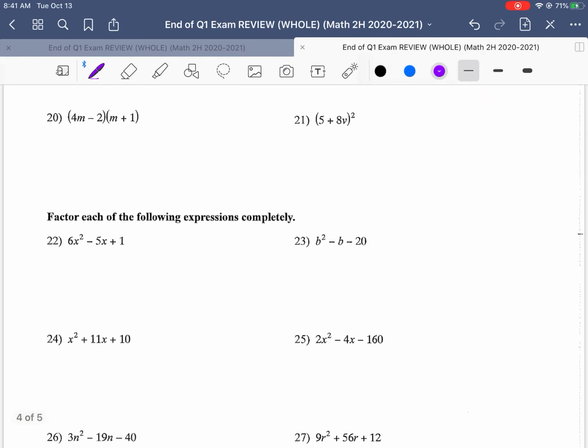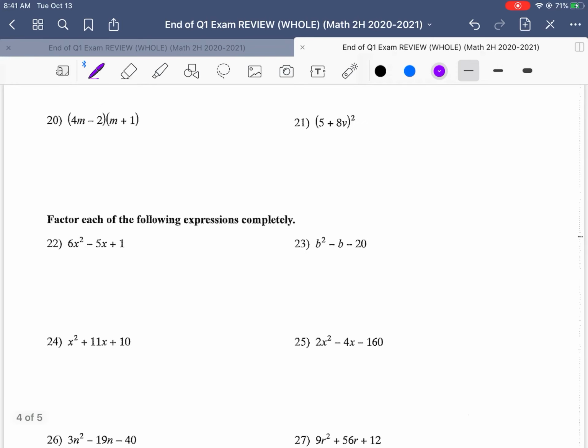Number 20, not multiple choice, but again, just a FOIL. So 4m times m is 4m squared. 4m times 1 is +4m. -2 times m is -2m, and -2 times 1 is -2. We end up with 4m squared, and we combine the 4m and the -2m. We get +2m minus 2.